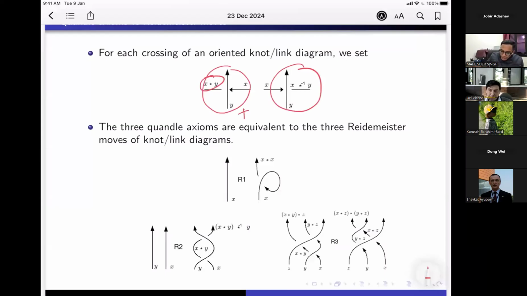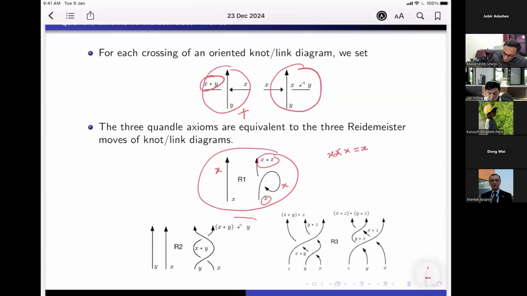And with this convention, if you look at the first Reidemeister move, if you forget about the labeling in this picture, it is just the first Reidemeister move. If you follow the rule that I just told you, what I get is the over arc X acts on the incoming arc, which is also X. I want the outcome arc to be X star X, but it is the same as X. That means X star X is X. So this gives you the first Quandle axiom.